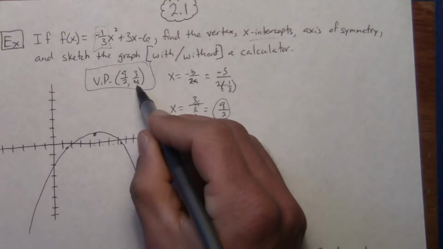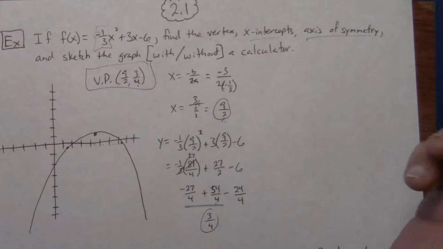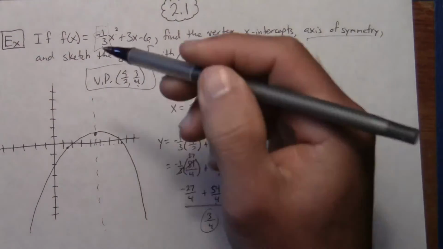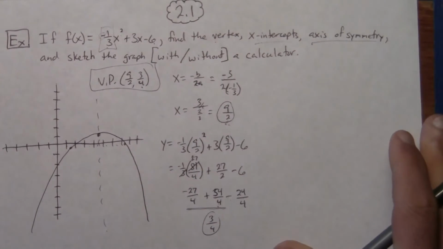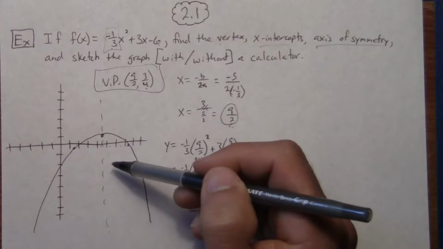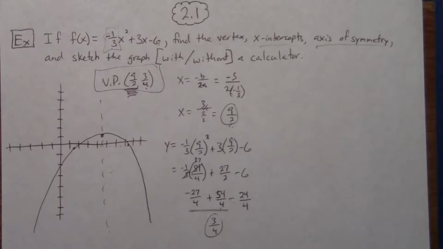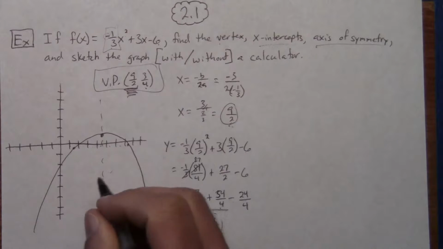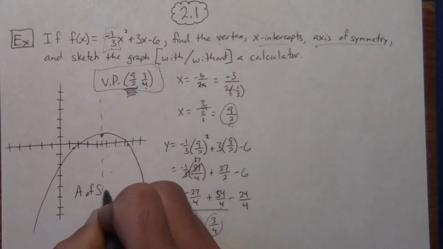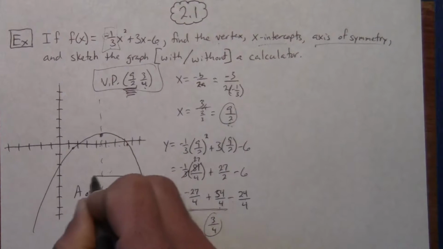Now once you get the vertex point, the very next thing that I would find is the axis of symmetry. The reason I do that is the axis of symmetry is always going to cut the parabola in half. It's a vertical line, because all our parabolas right now are going to be opening either up or down. It's a vertical line, which means it's x is equal to, and it's always x is equal to the x value of the vertex point. So in terms of the axis of symmetry, I know that this is going to be x is equal to 9/2.